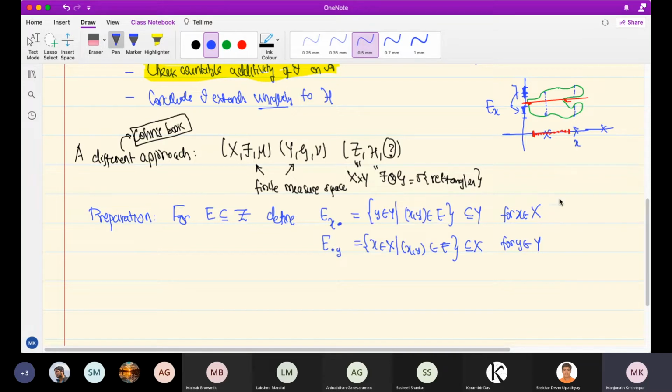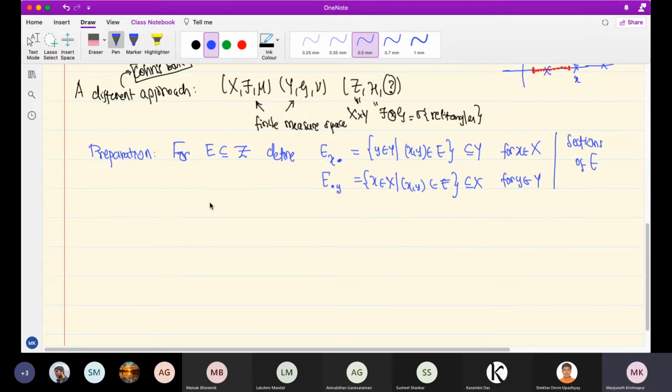So these are called sections. The term used is sections, or the horizontal section. These are vertical sections, these are horizontal sections. You can call it that. So this is what is done.